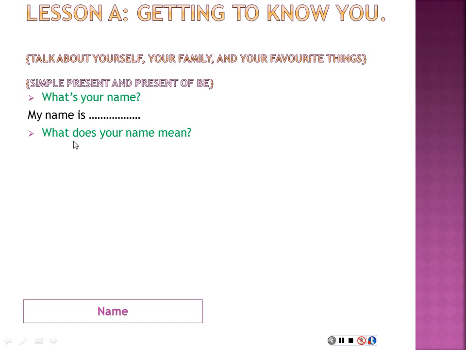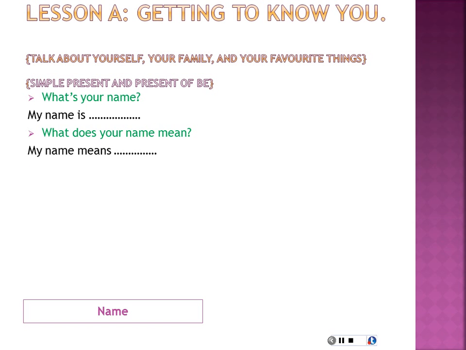While here, what does your name mean? Here we use does because we have a main verb. Main verb which is mean, يعني. What does your name mean? ماذا يعني اسمك؟ So my name means here, because we deleted does and we have my name which is singular and it is third person, مفرد, غائب. My name means blah blah blah.